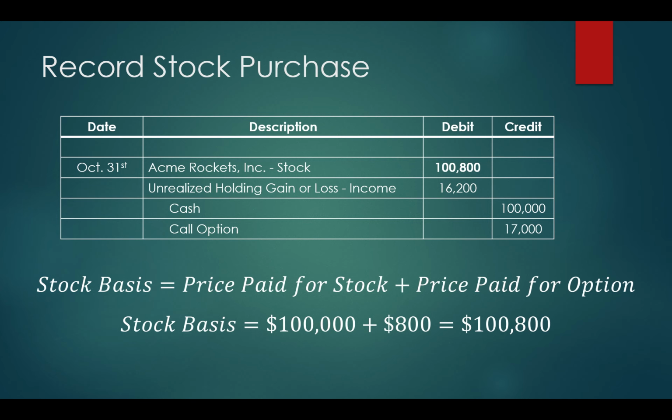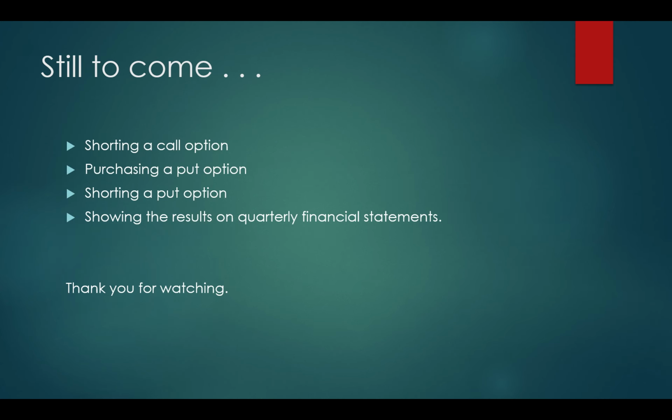And that's it. We've recorded the various entries for purchasing and exercising a call option, as well as adjusting its value. We can post the entries to the general ledger, and we're done. In future videos, I will go over journal entries for shorting a call option, both purchasing and shorting a put option, as well as showing the results on quarterly financial statements.